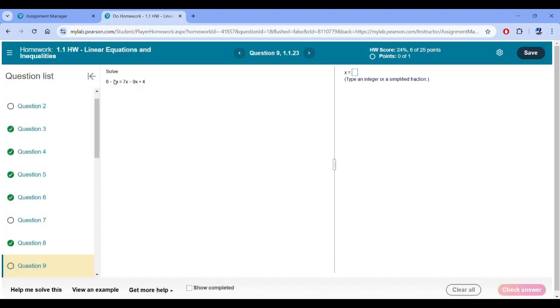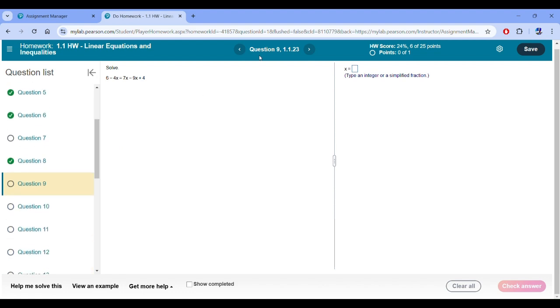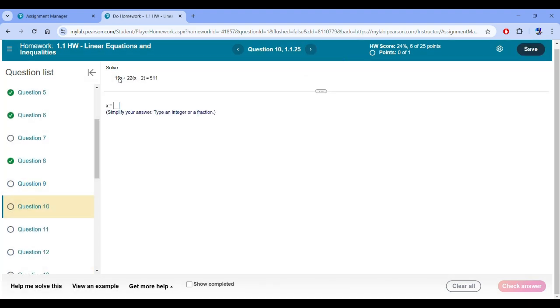All right, solving this, I see 3 variables. First combine those two, move that one over. Pretty self-explanatory, not too difficult. Moving on. Here, distribute the 22 to the x minus 2, get one equation. The number may be a little big, but I think that's totally fine.